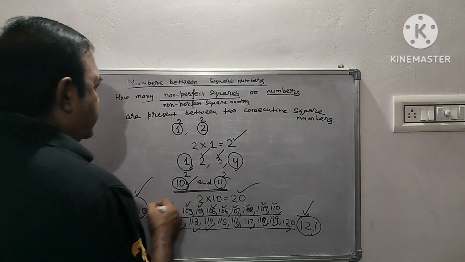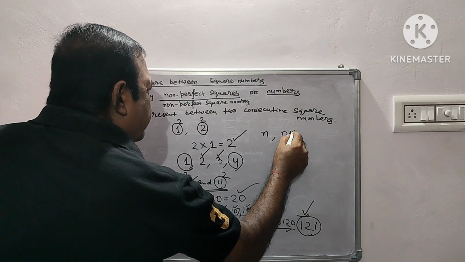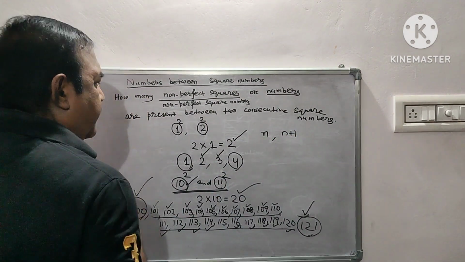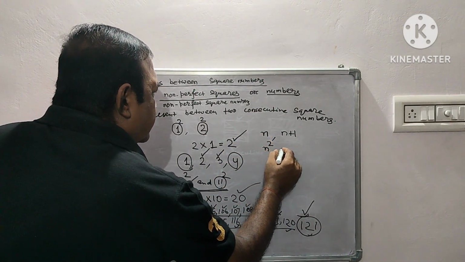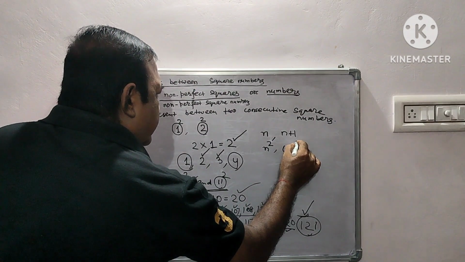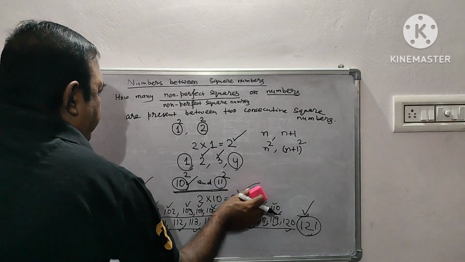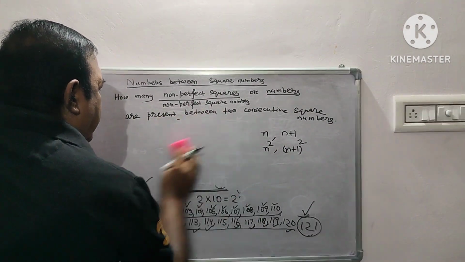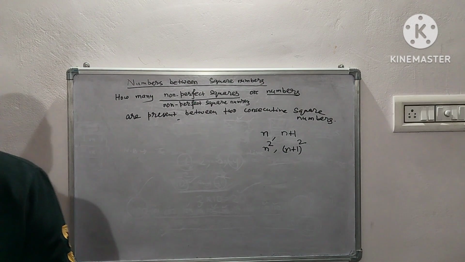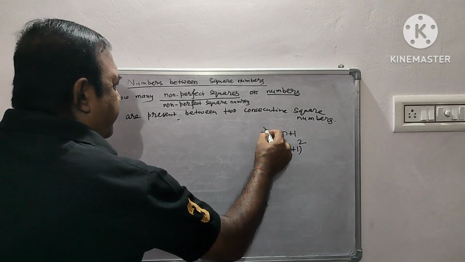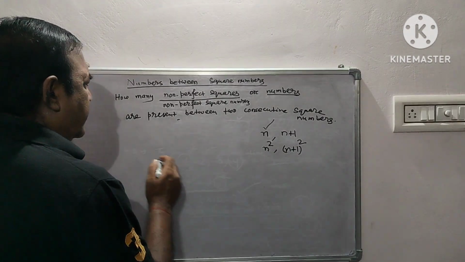So suppose n and n plus 1, two consecutive numbers. So n square and square of n plus 1, that is n plus 1 whole square. So what is the difference? We have to find out now. Here there are squares of two consecutive numbers. If one is n, then the next number is n plus 1. So what is the difference?